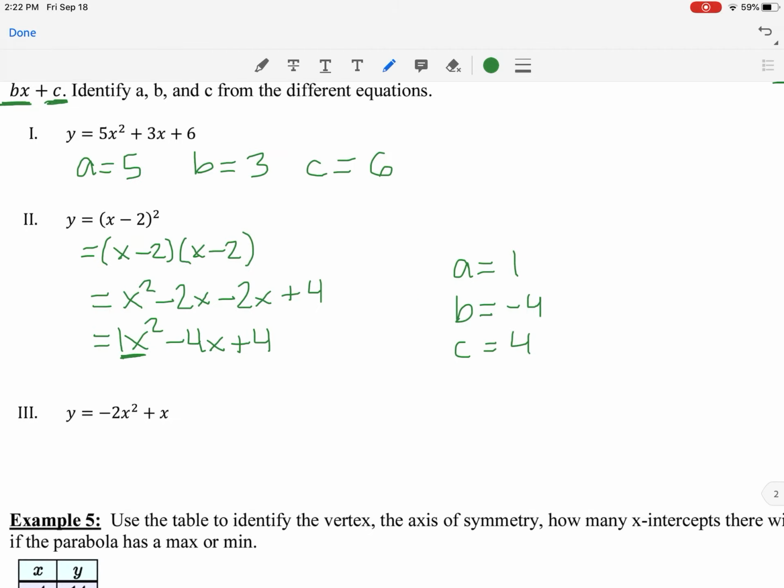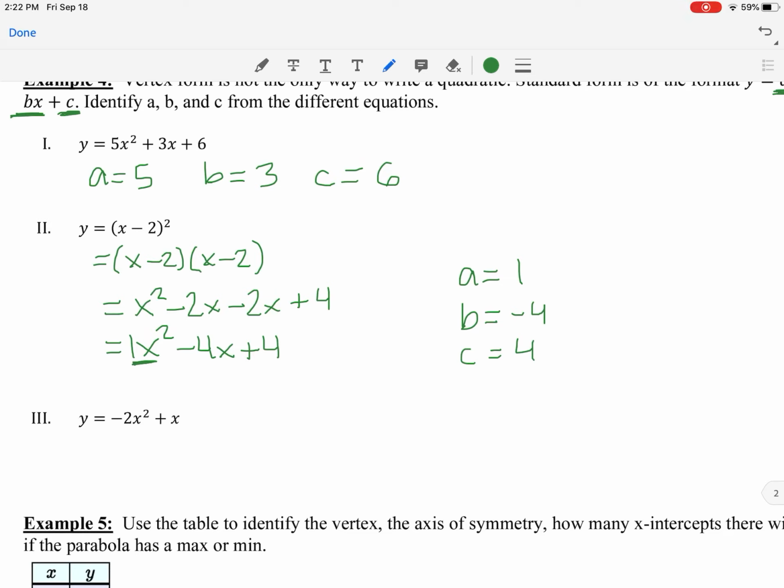In part 3, we don't have all of the terms. However, we can still identify A, B, and C. There's nothing we can simplify or multiply together, but we still do have a coefficient for our x squared term, which is negative 2. We have a coefficient for our x term, which is 1. And then C is the constant hanging out by itself, and usually it's over here, but we don't have anything there. So the number to represent nothing in this case, an additive nothing, is 0. Because if I put a plus 0, that won't make a difference. It won't change the value. So we can say C equals 0.